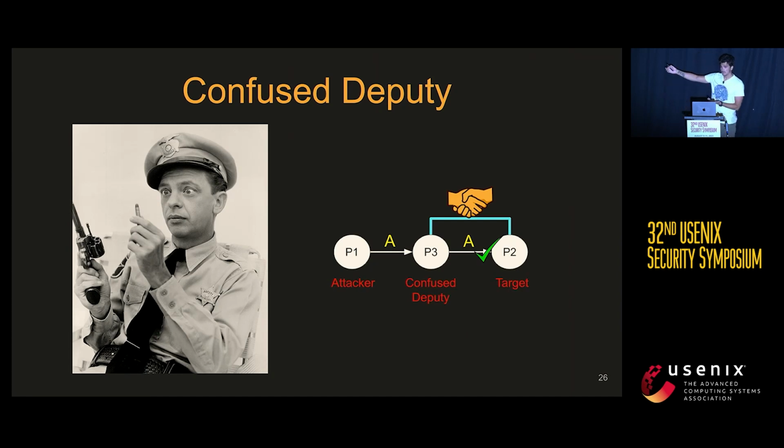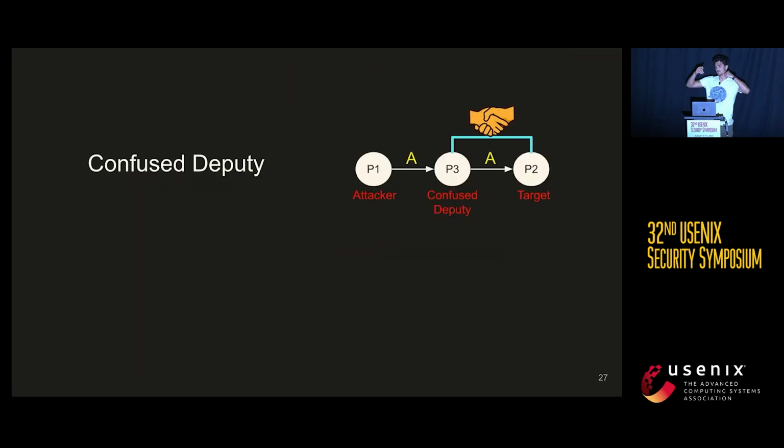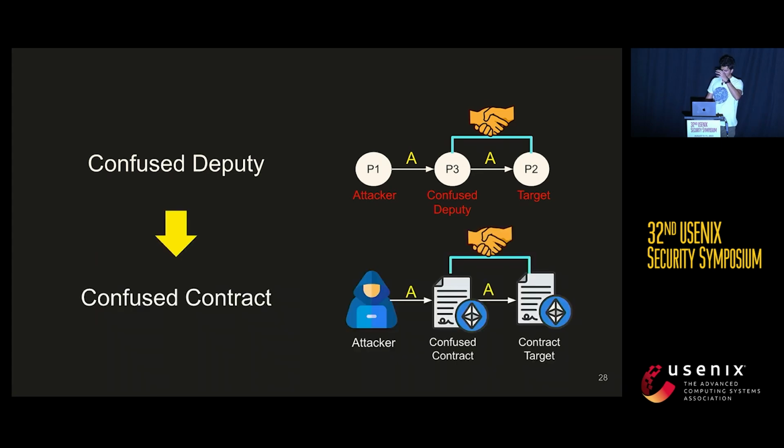Now we will label these 3 programs as the attacker for P1, the confused deputy for P3, and the target for P2. So in this paper, we remap this bug class in the context of the blockchain, and specifically, we call it a confused contract instead of the confused deputy. P1 is going to become our attacker, P3 is going to become, from the confused deputy, the confused contract, and P2 is going to become the contract target.